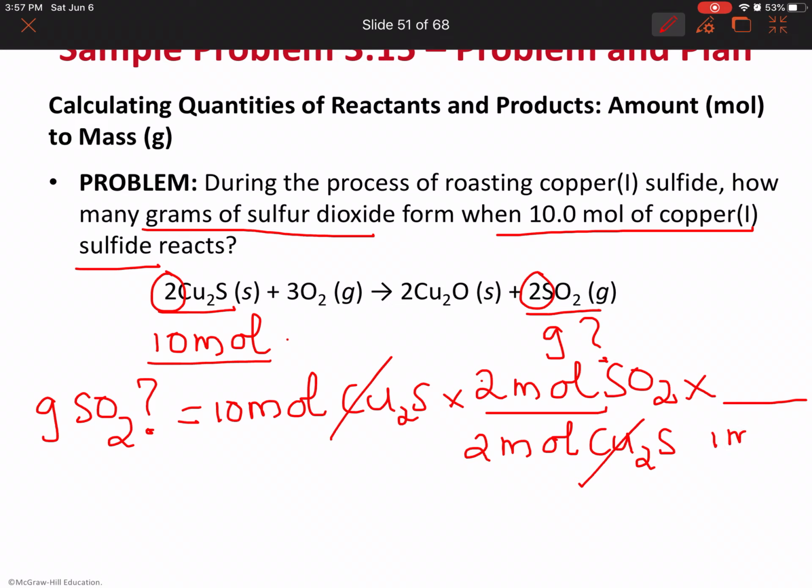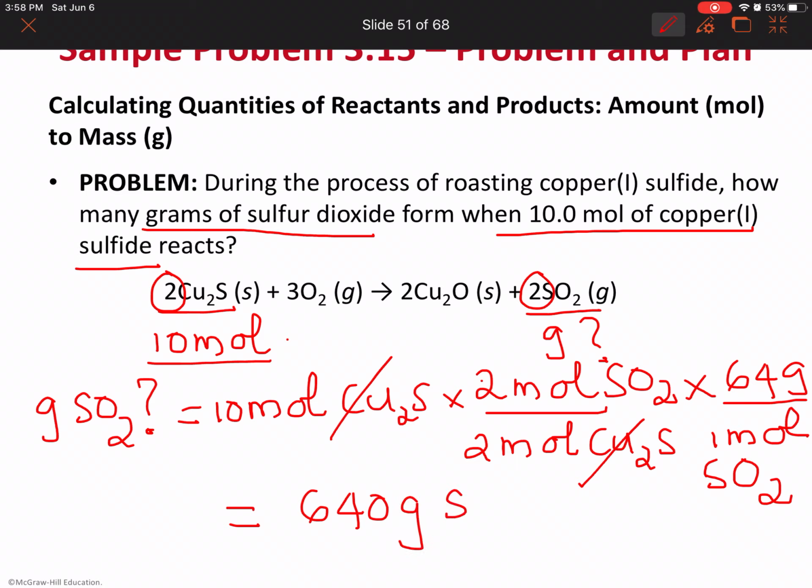So 1 mole sulfur dioxide is the molar mass of sulfur dioxide. Sulfur is 32 and 2 oxygens 32 is about 64 grams, right? 64 grams. Write the proper significant figures, up to 4 significant figures, when you do your actual calculation. I don't have space there. So 64 times 10, 640 grams SO2. So we have the units we want, grams sulfur dioxide.